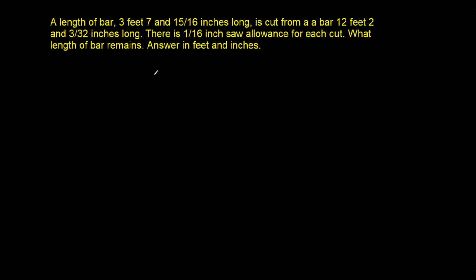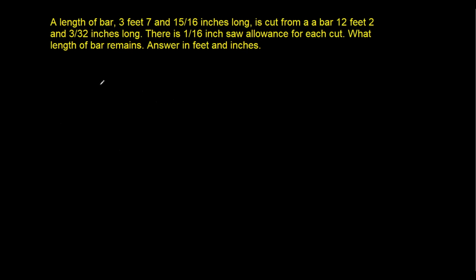The boss is going to come to you and say, okay, I need a length of bar 3 feet 7 and 15/16 inches long. I need it cut from a bar 12 foot 2 and 3/32 inches long. Give yourself 1/16 inch saw allowance for each cut, and I want to know how much bar is left over, and I want that answer in feet and inches. That's the way they're going to come to you and ask you.